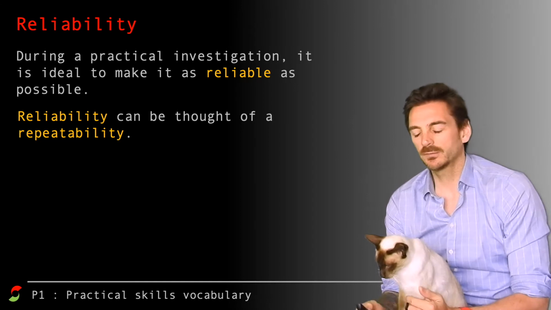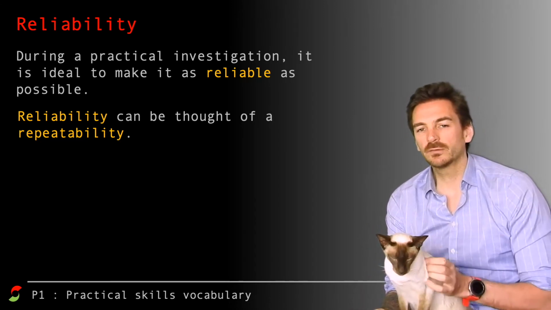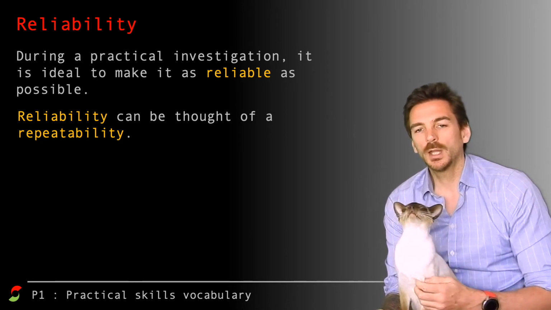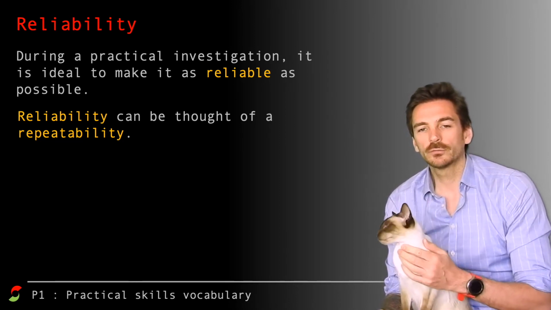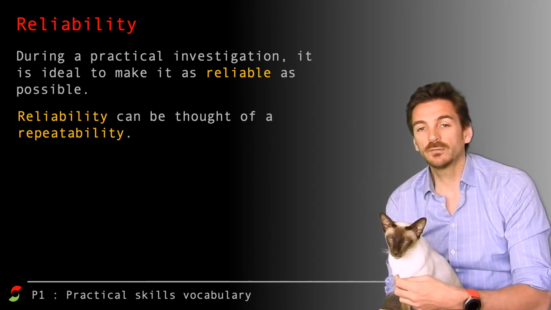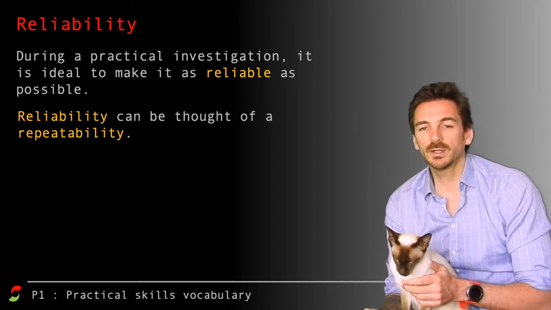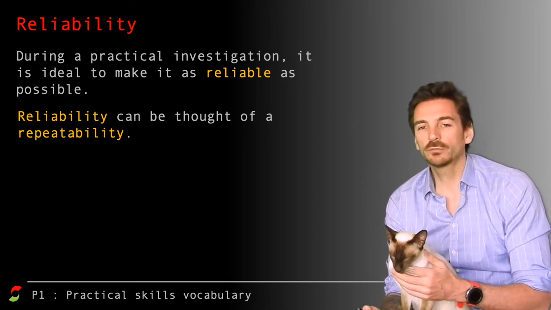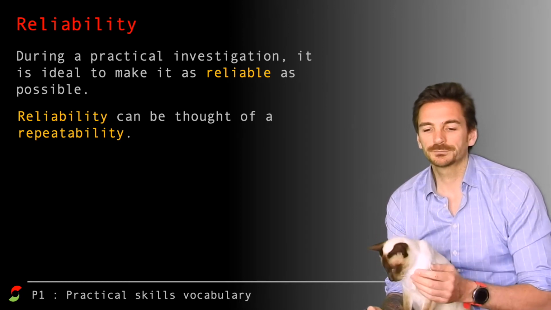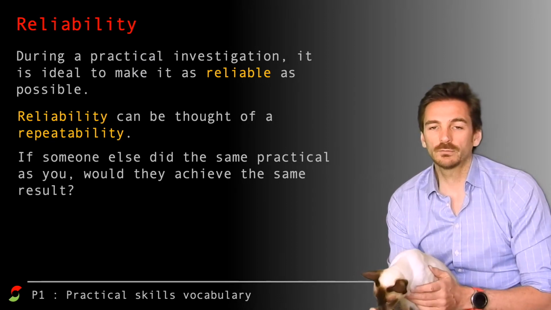It means repeatability. If someone has done a practical and they've got a result, it's reliable if some other person did the same practical and got a similar or the same result again. Whenever we're trying to improve the reliability of something, we try to repeat it. So that's the real definition of reliability.